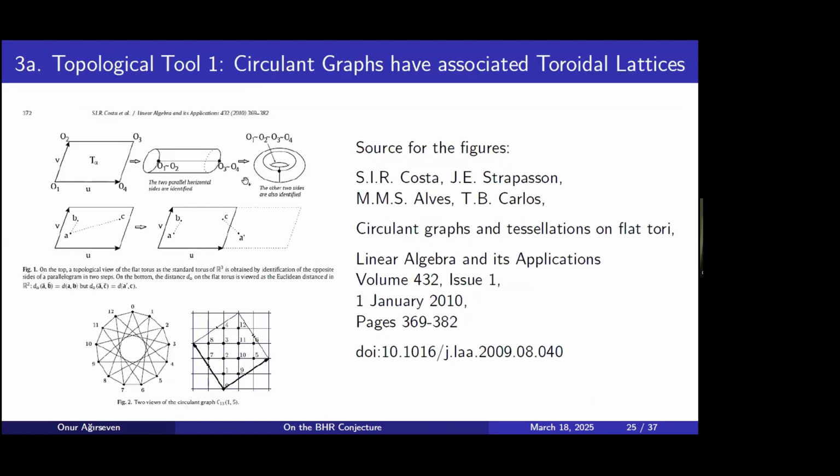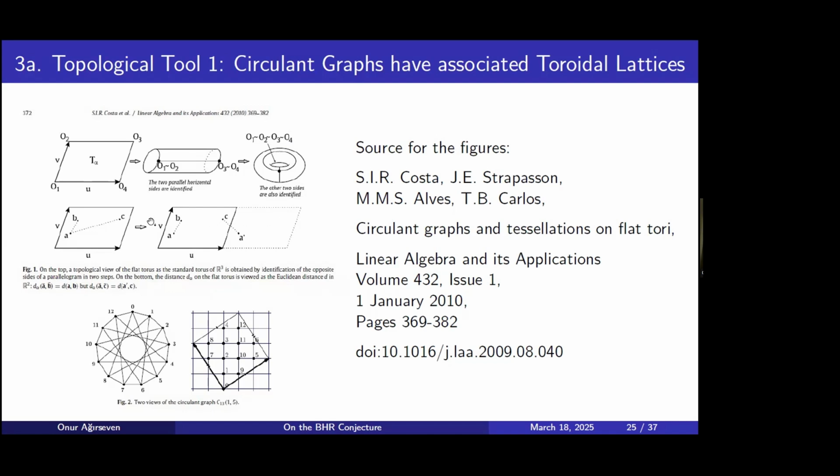Here I'm borrowing a figure from another paper, and this link is an active hyperlink. So if the slides get posted online, you can click on it and find it. But what is very important in this is, if you remember, once a multiset is given to us, we don't have to consider ourselves in the complete graph anymore. We can think of ourselves as in the circulant graph, and circulant graphs come with associated toroidal lattices. So that's our topological tool one.